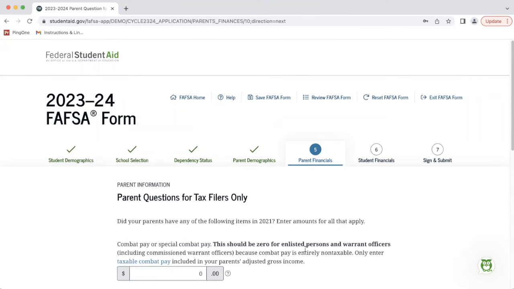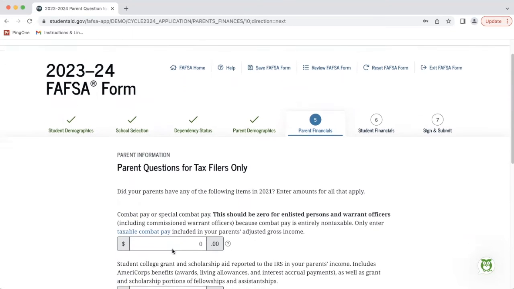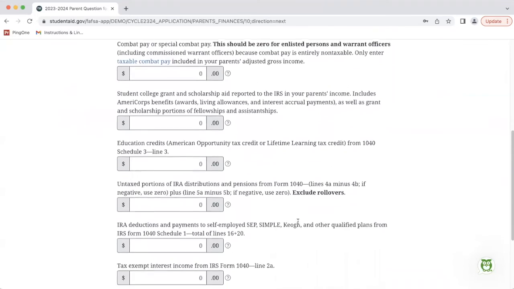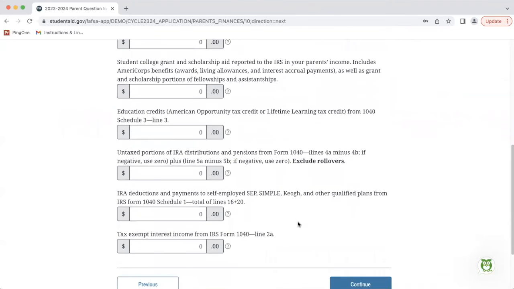Now the FAFSA will ask if your parents have any of the following items in 2021. So you can look through each one, such as combat pay or special combat pay, student college grant and scholarship aid reported to the IRS, education credits. So you want to continue to go down this section to see if any of these applied to your parents in 2021. Again, it's going to show where to find most of these.